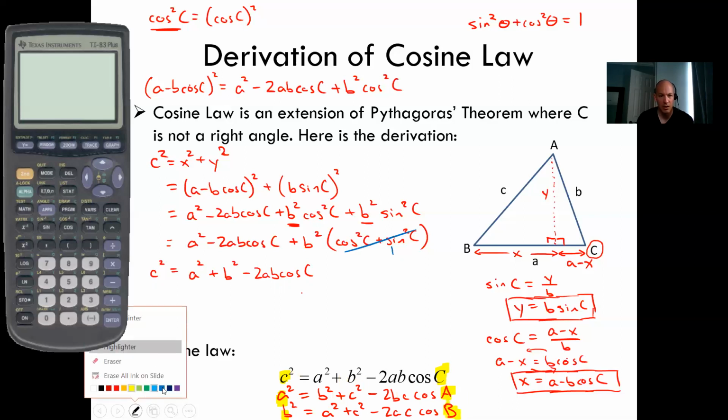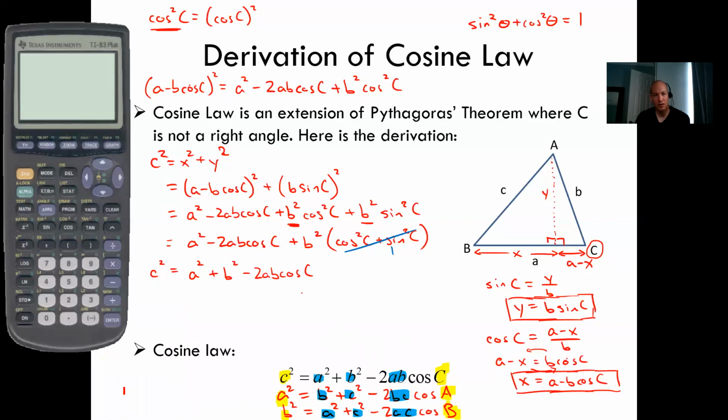And the other thing I'll mention is, if there's B and C here, then it's going to be B and C there. If it's A and C here, it's going to be AC there. And if it's A and B, it's going to be AB over there. Okay, so there we go. So that's cosine law in a nutshell.